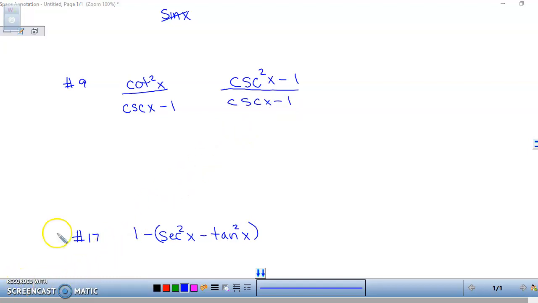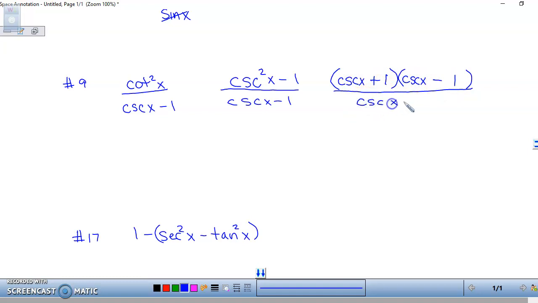Hang on just a minute. Okay, so cosecant squared x minus 1 actually factors. This is a difference of two squares. So when I factor cosecant squared x minus 1, that becomes cosecant x times cosecant x, and then the minus 1 at the end is 1 times 1. And because it's a difference of two squares, one of them is plus, and one of them has the minus. So on the top, I have cosecant x plus 1 times cosecant x minus 1. Now on the bottom, we still have cosecant x minus 1.